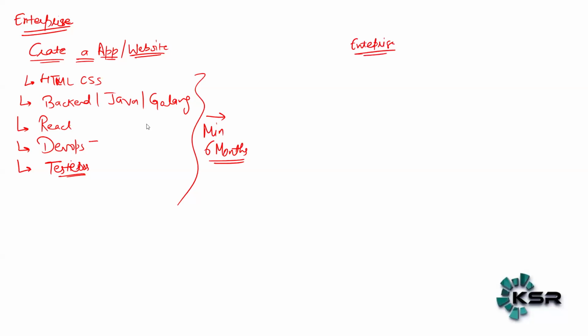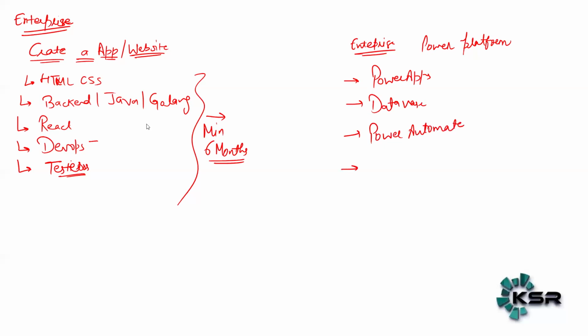So suppose the same kind of enterprise application you want to create using Power Platform. Then what is required? We will require Power Apps, Dataverse to store the data, Power Automate for automations, and Power BI if you want to show the trends report also. Now this application can be done in 30 days max.